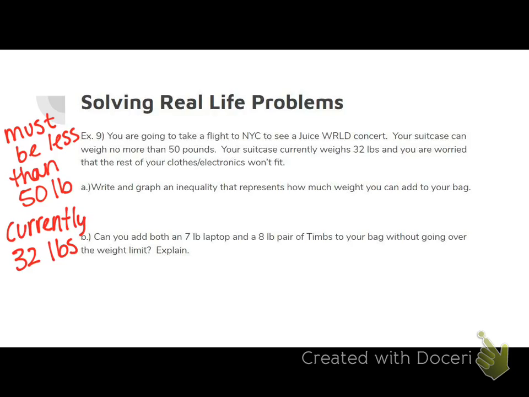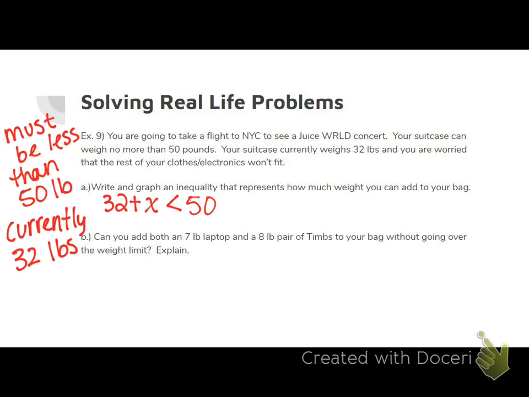You're worried that the rest of your clothes and electronics won't fit. So letter A says write and graph an inequality that represents how much weight you can add to your bag. Okay, so we start with what we currently have, which is how much? 32. Plus, do we know how much we're adding to it yet? No. So what do you think we need? A variable. What do you want to use? X, sure. Okay. That must be less than how much? 50. So we took the information they gave us. We were able to write an inequality. However much is already in there, plus however much we add to it, has to be less than 50.